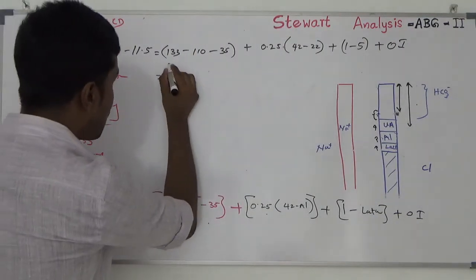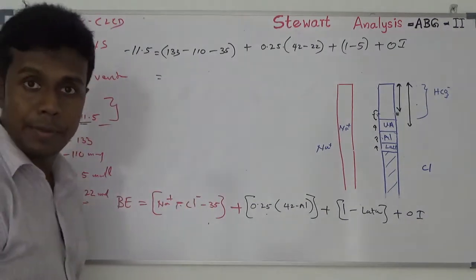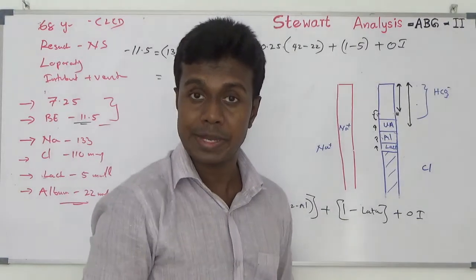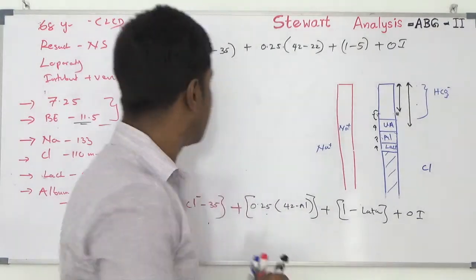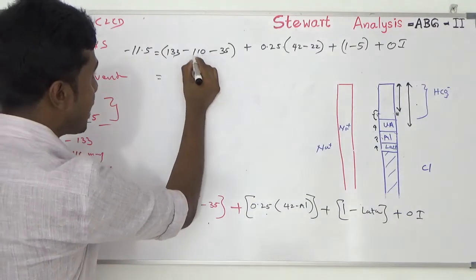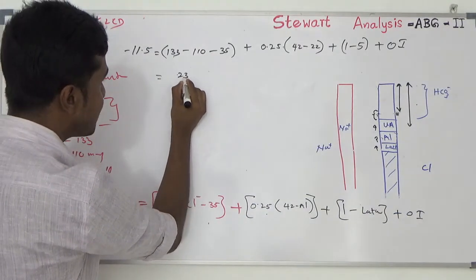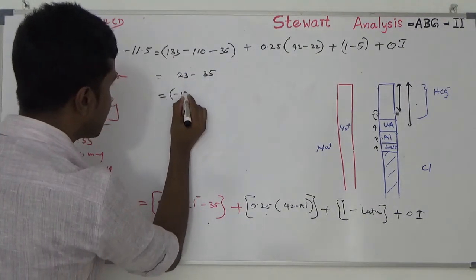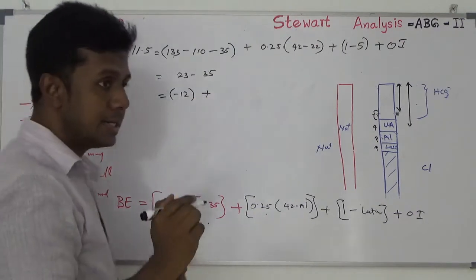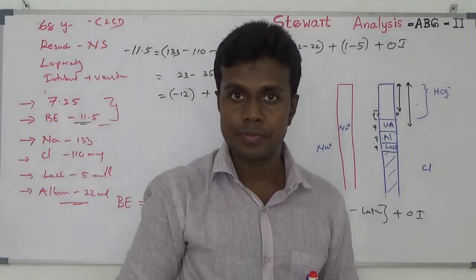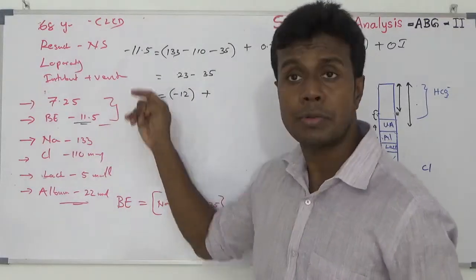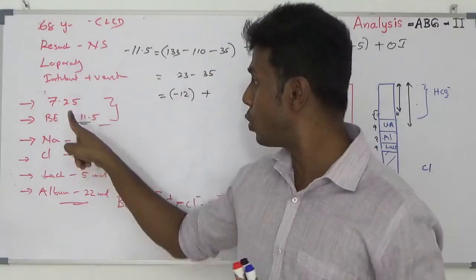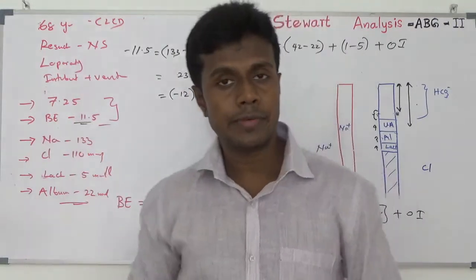We'll see my strong ion difference effect of base excess. Strong ion here, sodium 133, chloride 110, 23 is there. 23 minus 35 is minus 12. That means a minus 12 effect is there. Here minus 11.5 is there. How did it happen? This minus 12 effect belongs to my strong ion difference.